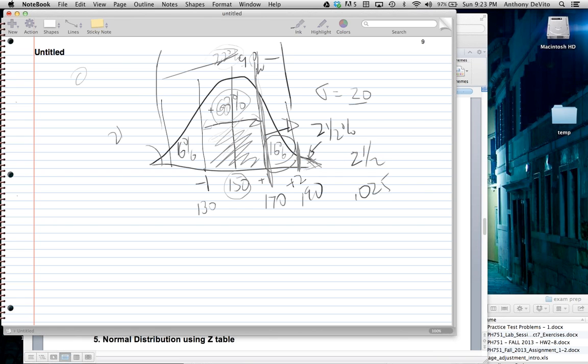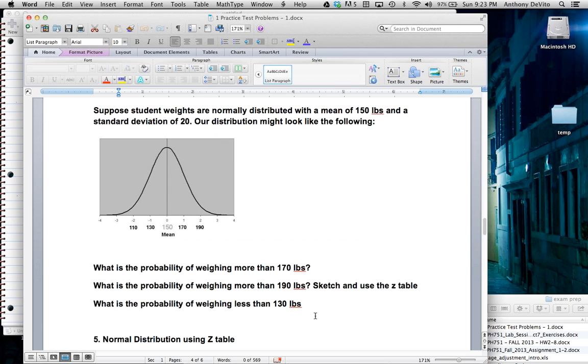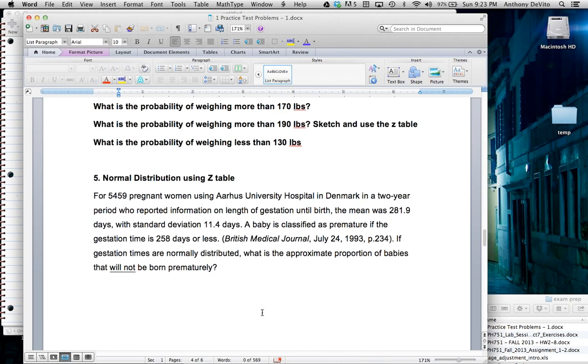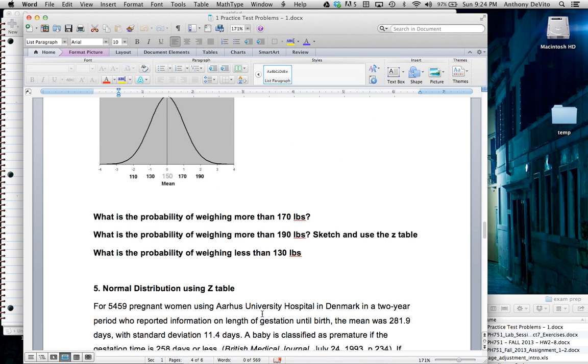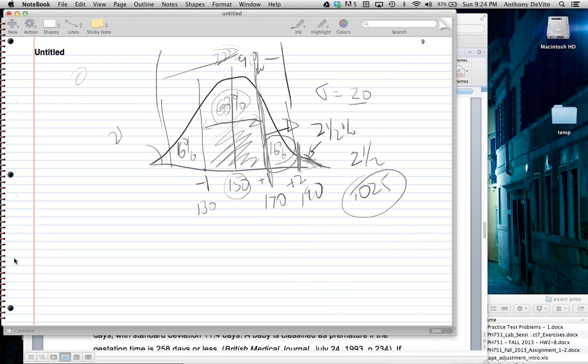Okay, now remember, the empirical rule is an estimate. We're going to find out that 2 standard deviations above the mean leaves a tail that's a little bit different than 2.5%. But we'll see that later on as we move on. Now, we could ask you some more complicated questions than this.